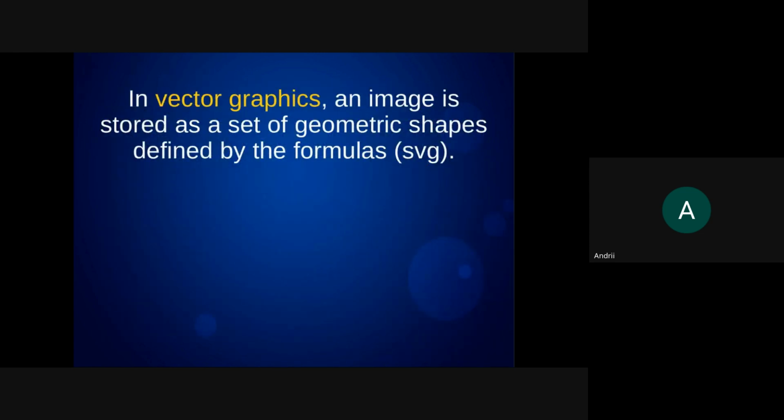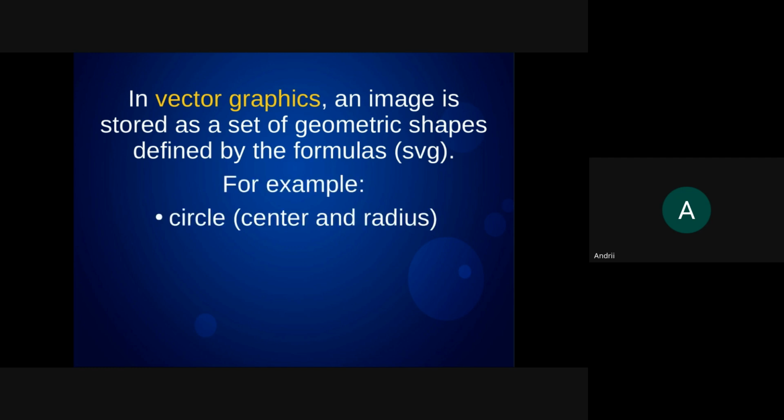In vector graphics, an image is stored as a set of geometric shapes defined by formulas. And the most common format of vector graphics is SVG, which stands for Scalable Vector Graphics. For example, you can draw a circle. And how do you specify a circle? Just by its center and its radius.